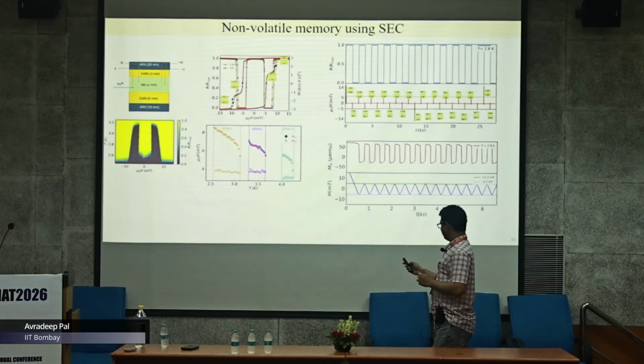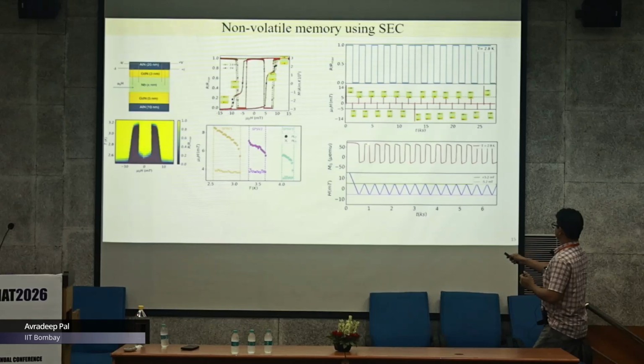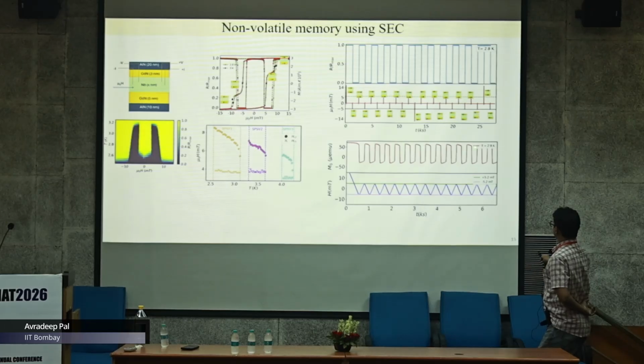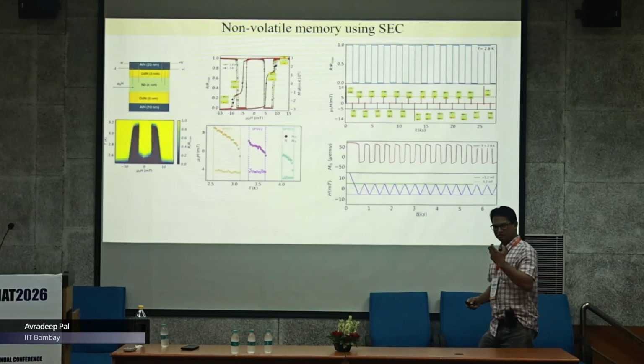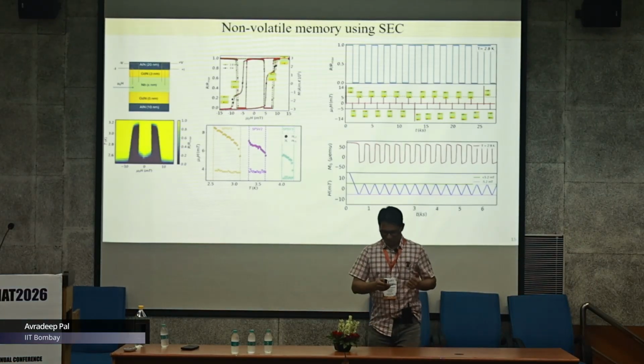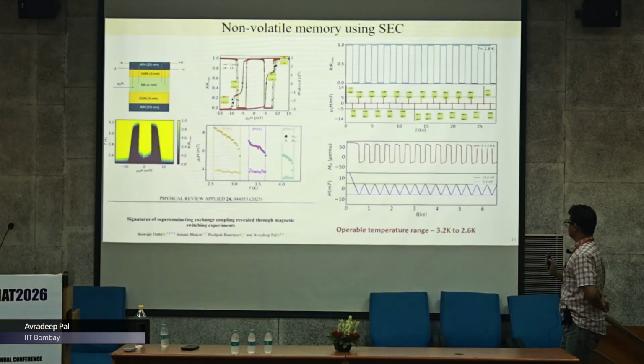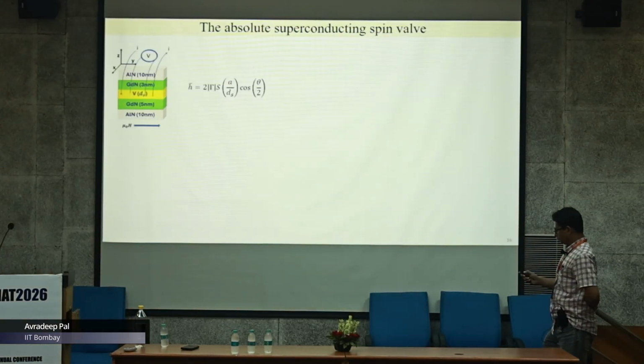Okay, so you see, we have done a lot of these. This is magnetization as a function of time, as a function of these small magnetic field sweeps. You see the magnetization actually holds. So there is no domain formation in the system because of the superconducting exchange coupling. Okay, so this was published last year. You can do more cool things with it.